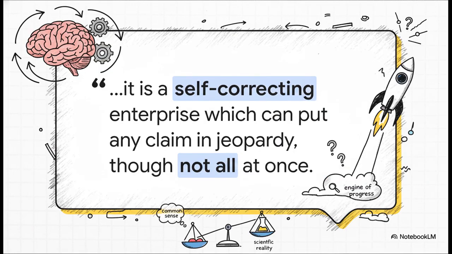And this brings us right back to our guy, Wilfrid Sellars, who just nailed it with this quote. He said, "Human knowledge is rational not because it has a foundation, but because it is a self-correcting enterprise, which can put any claim in jeopardy, though not all at once." Wow, think about that. Our knowledge isn't strong because it's built on some unbreakable bedrock. It's strong because it's constantly checking itself, fixing itself, and getting better. That's the real engine of human progress.